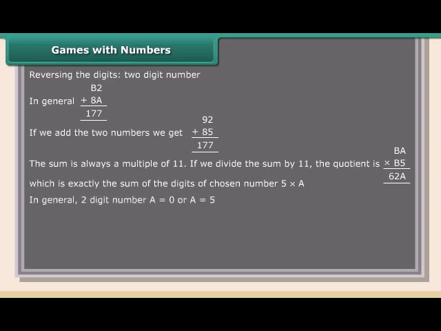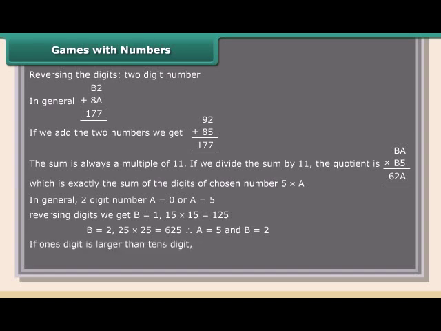In general, for the two-digit number, A is equal to 0 or A is equal to 5. Reversing digits, we try B as 1: 15 into 15 is equal to 225, which is too small. B is equal to 2: 25 into 25 is equal to 625. Therefore, A is equal to 5 and B is equal to 2. If the ones digit is larger than the tens digit, the resulting number is divisible by 9, so the remainder is 0.